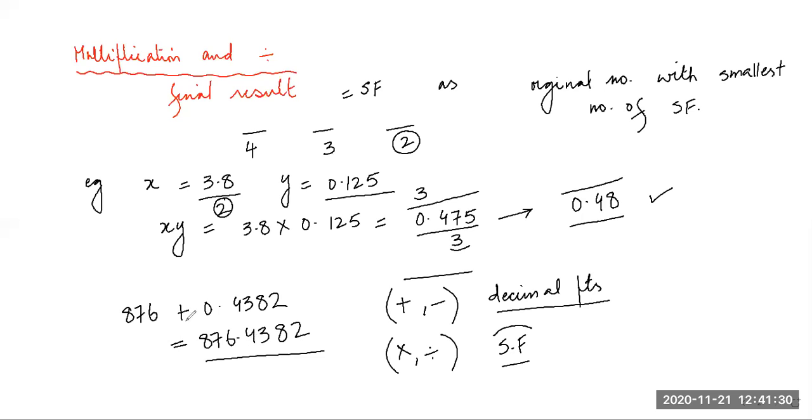So here, because it is addition and subtraction, this has no decimal places, am I right? So the final result should also have no decimal place. This should be equal to 876. Let's take another example, students.